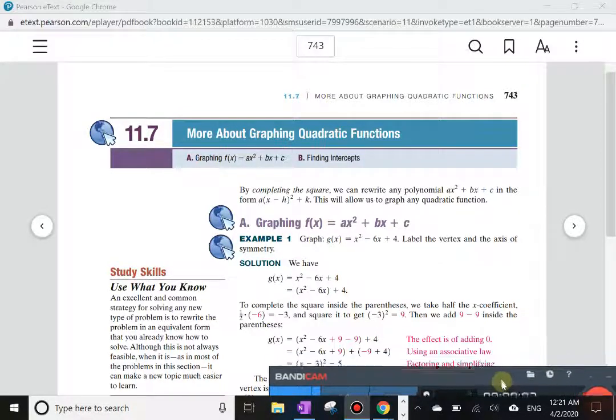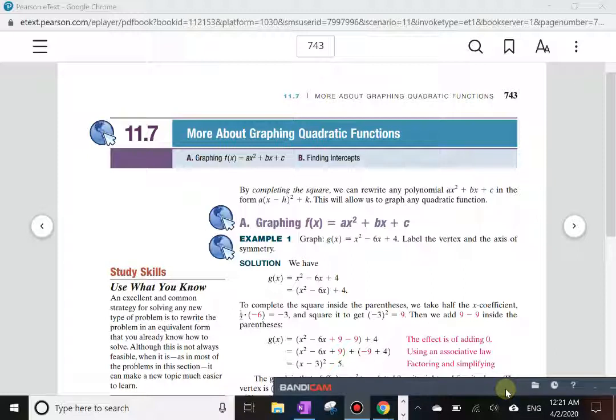Hello everyone. Now in section 11.7 we're going to look a little bit more at graphing quadratic functions. We just came out of section 11.6 where we learned how to graph quadratic functions that are in the HK form, or the vertex form. In this section, we're going to focus on the polynomial form of quadratic functions, and we're going to see how to graph these types of functions.